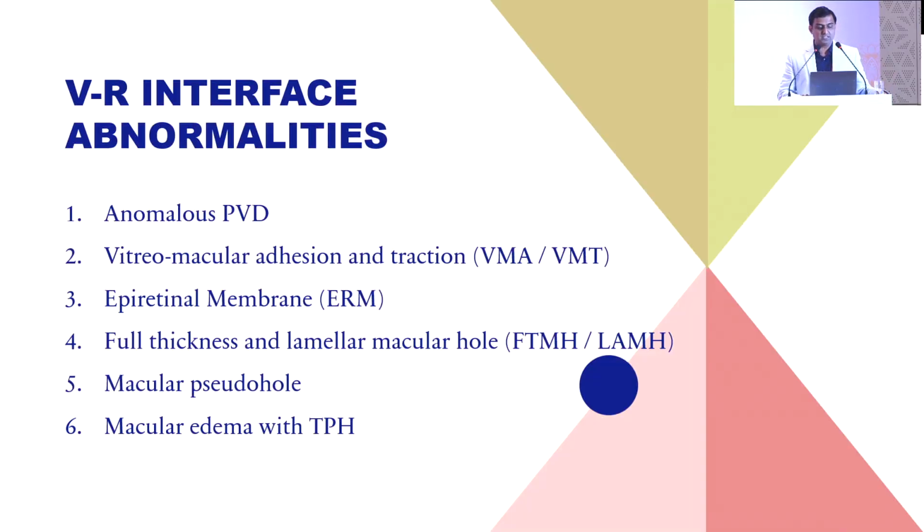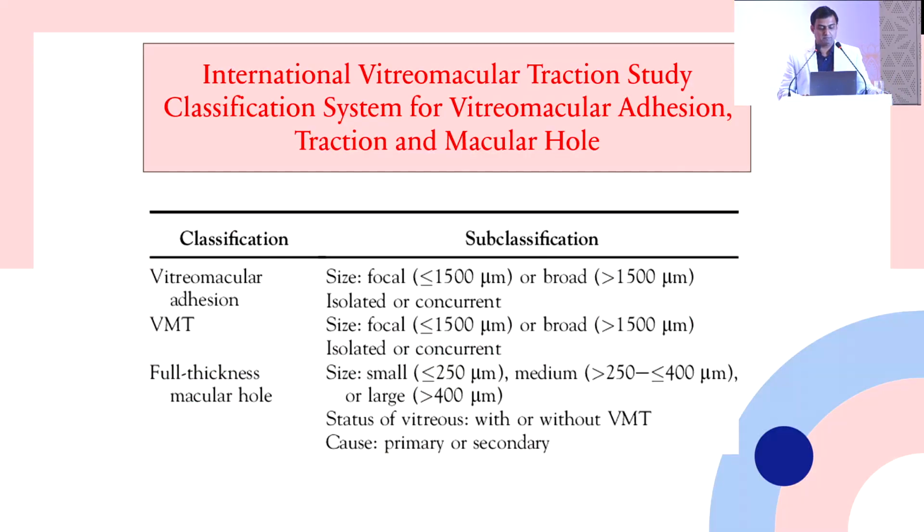When we call it VR interface, what all do we need to cover? Important things you need to mention in your exams are the anomalous PVD, vitreomacular adhesion or traction, that is VMA and VMT, epiretinal membrane, full thickness macular hole, macular pseudohole, and macular edema with the TPH. Now, of all the classifications, the more practical and important classification which we need to know is the International Vitreomacular Traction Study, that is IVTS, classification system for VMA, traction and macular hole.